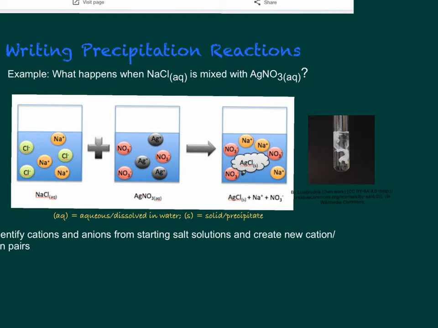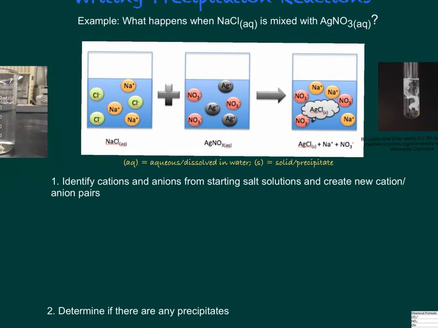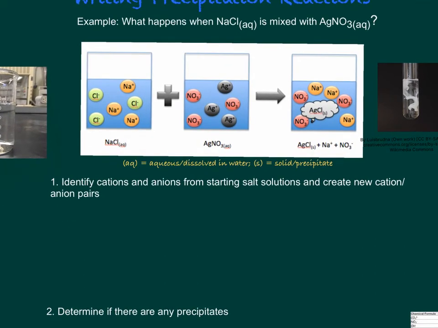There's no change. So the first step in writing the precipitation reaction to explain what happened here is to identify the cations and anions from the starting salt solutions, which are our aqueous solutions of sodium chloride and silver nitrate. So we would say sodium chloride can break up into a sodium cation plus a chloride anion, and silver nitrate would break up into a silver cation and a nitrate anion.